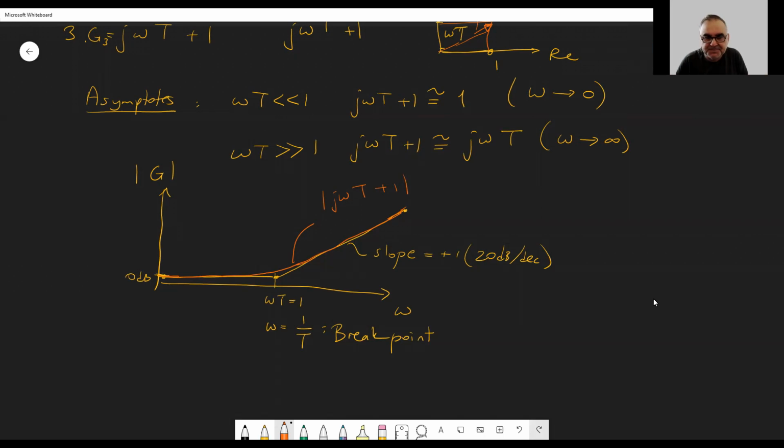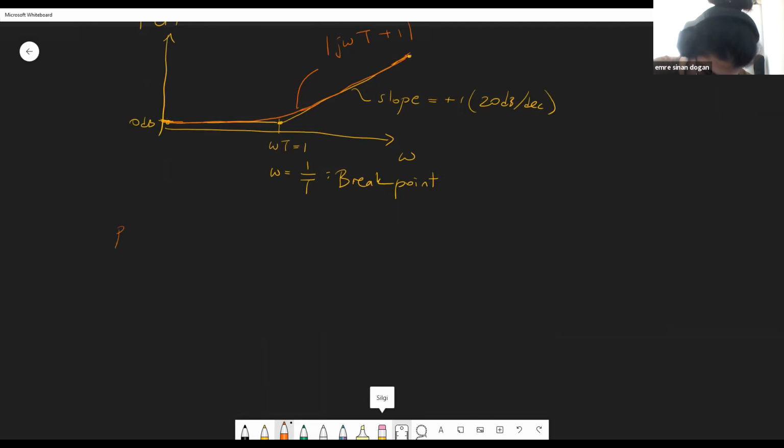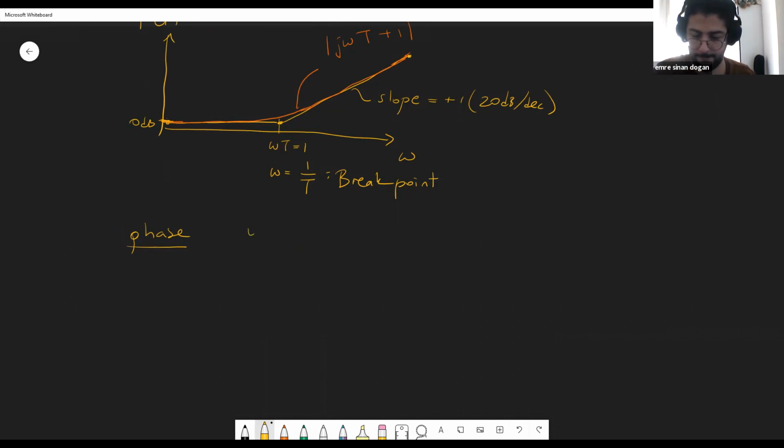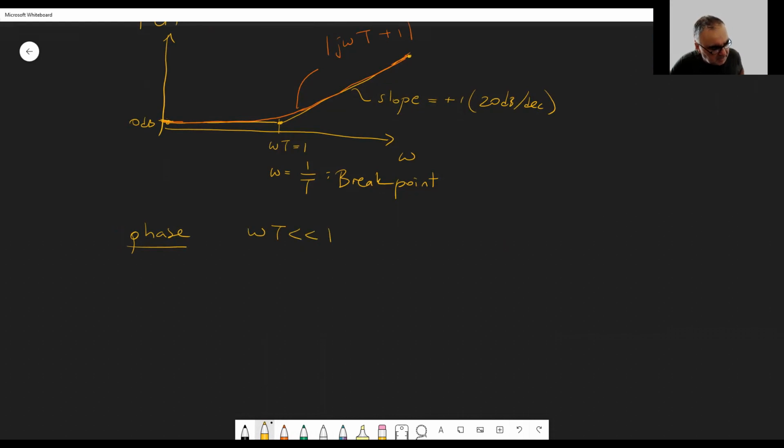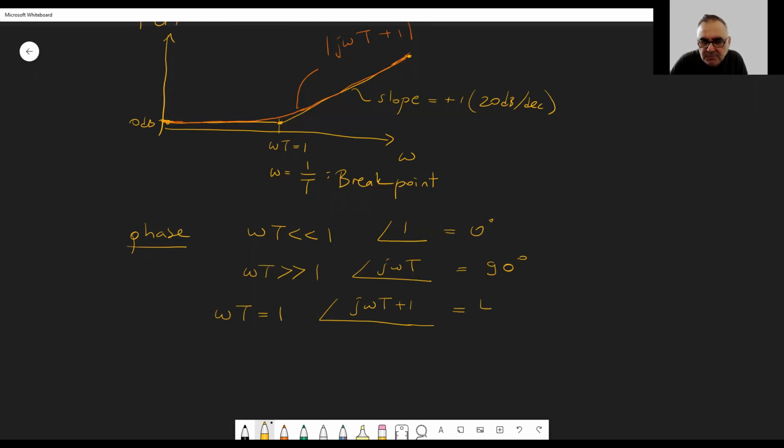And for the phase angle, when omega t is much smaller than 1, the phase angle of j omega t plus 1 is 0 degrees. And when omega t is much greater than 1, the phase angle of j omega t plus 1 is 90 degrees. And when omega t is equal to 1 exactly, it is 1 plus j, so this will be 45 degrees.